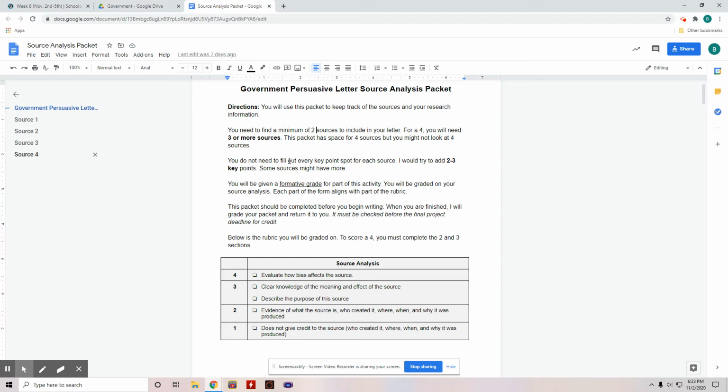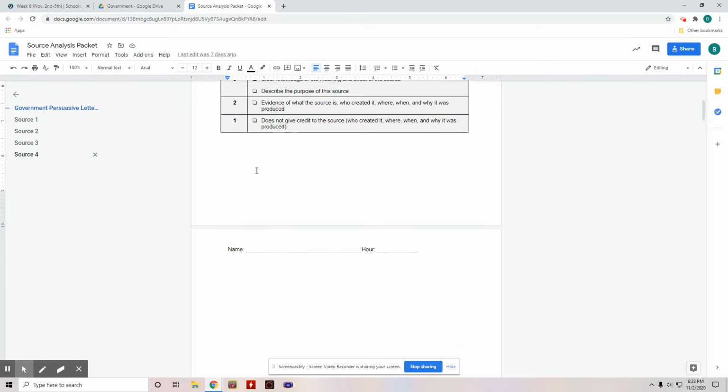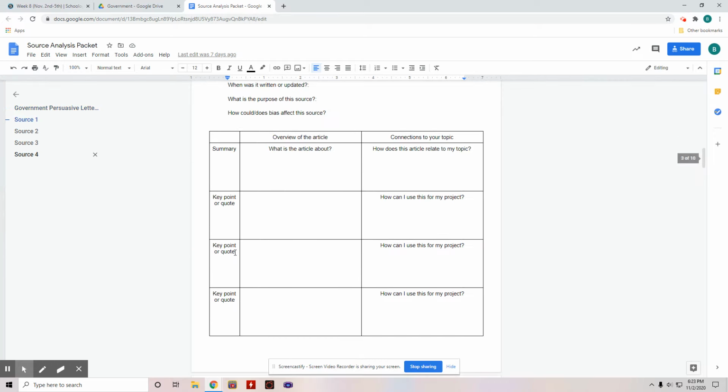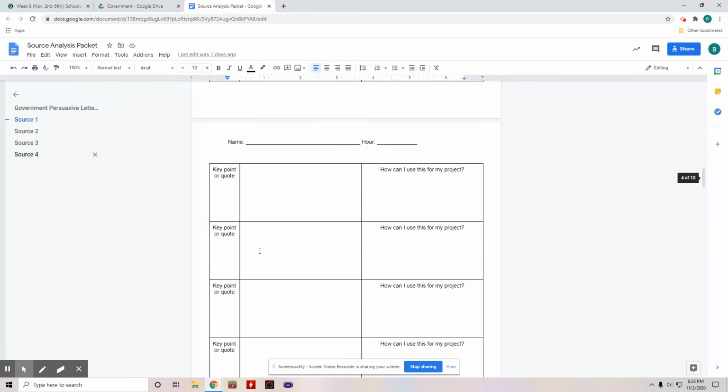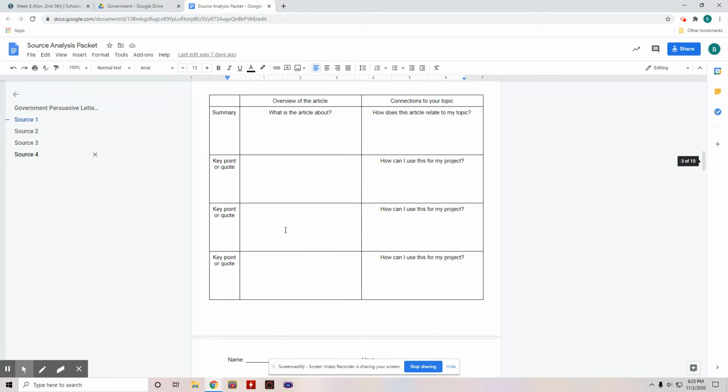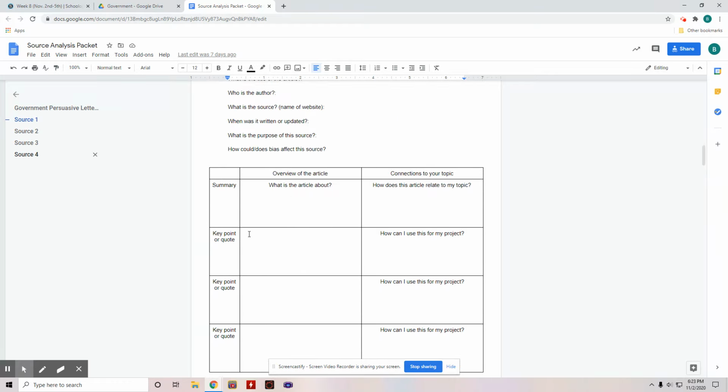You do not need to fill out every key point of spot on the source, just 2 or 3 sources. For example, someone got scared when they saw more of these. Here's my first source. Here's my key points. And how can I use it in my project? Could be where you want to write it or why you think it's important. So here would be the fact why it's important in your paper.